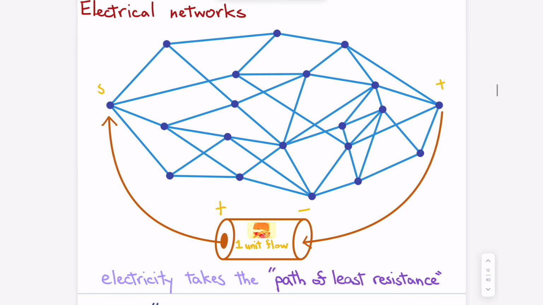Right. Okay. So we're going to talk about electrical networks. So we're going to talk a little bit about electricity. If I put a battery, or Pikachu, who injected one unit of electrical flow on one end and tried to remove one unit of electrical flow coming out of the other, electricity will take something called the path of least resistance.